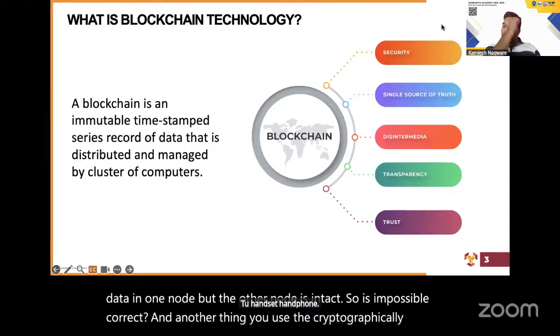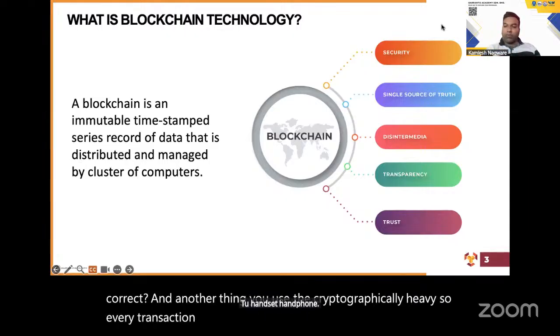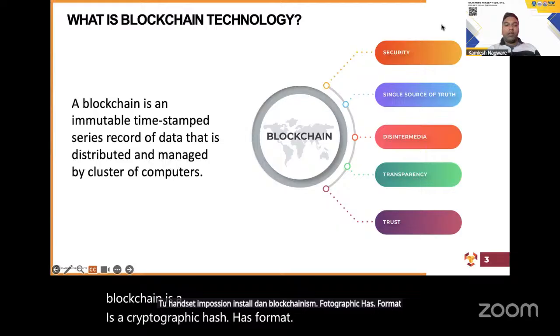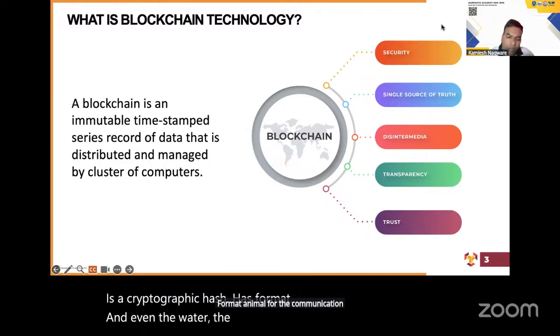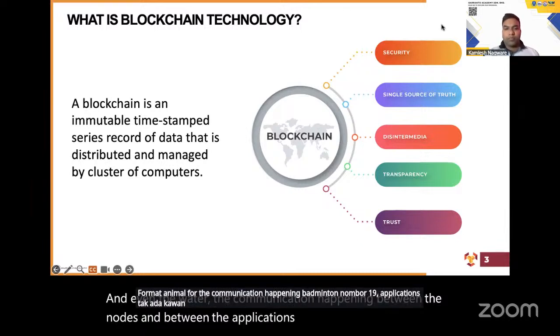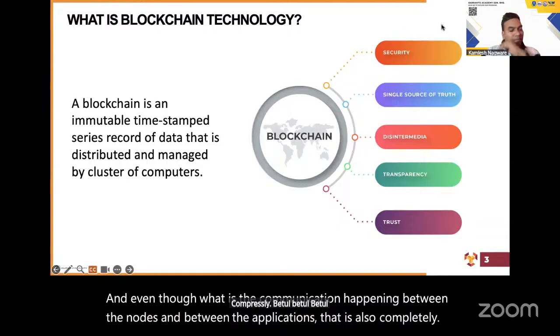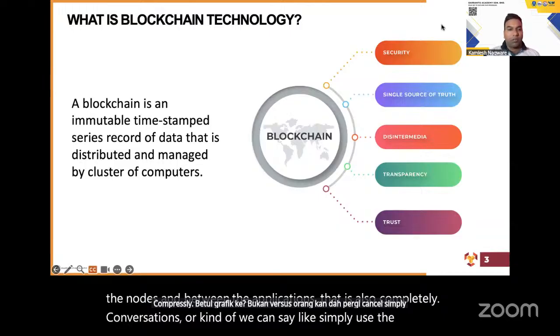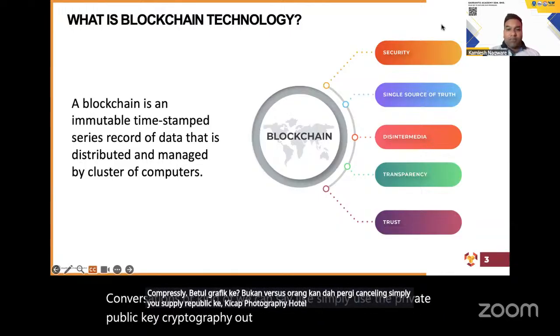Every transaction is stored in blockchain in a cryptographic hash format, and even the communication between the nodes and between the applications is completely cryptographic conversation, simply using private and public key cryptography. And the fourth element of blockchain is called a smart contract.